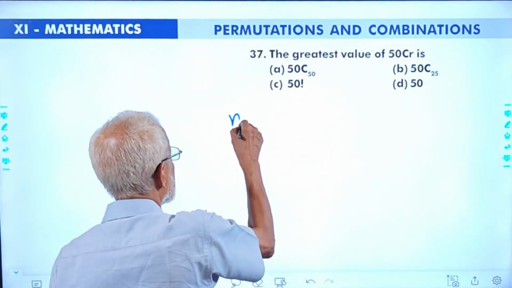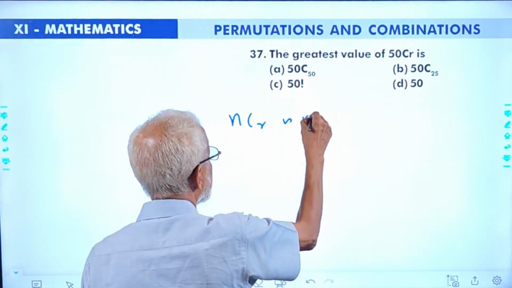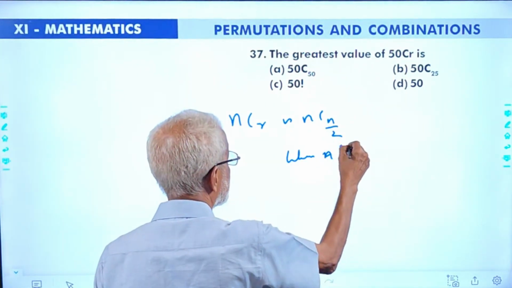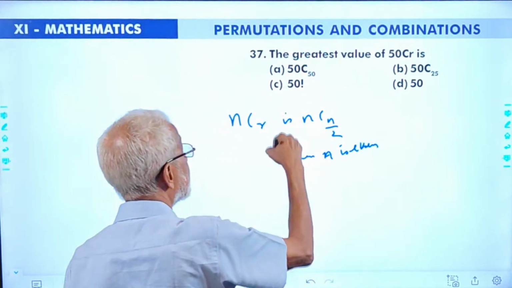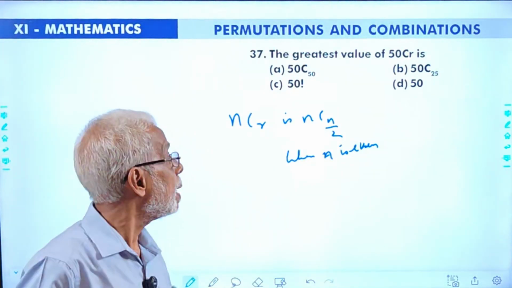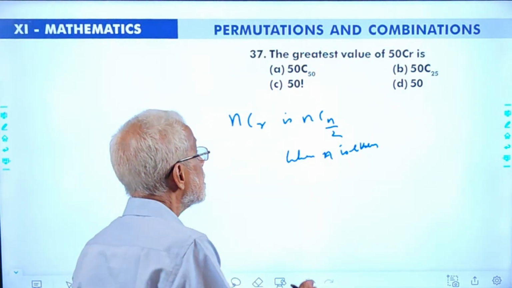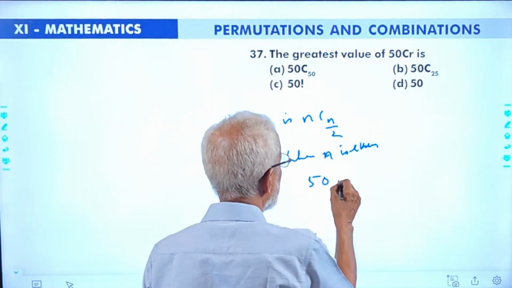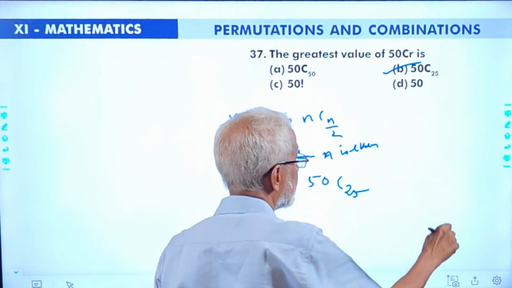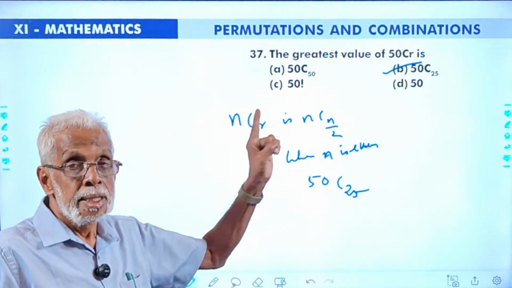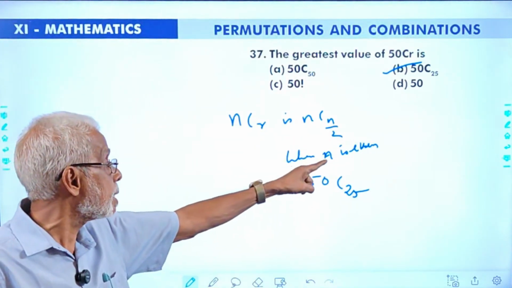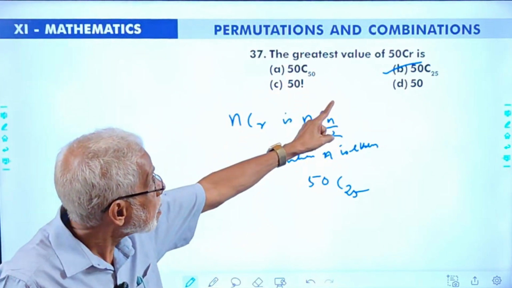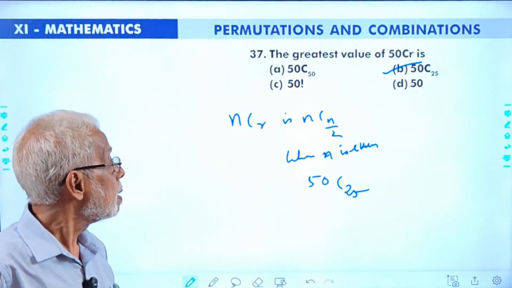You should remember the greatest value of NCR is NCN by 2 when n is even. Here n is equal to 50. Therefore, it is an even number. Therefore, the greatest value is 50C n by 2, 50C25. The correct choice is B choice. The greatest value of NCR is NCN by 2 when n is even. Here 50 is an even number. Therefore, the greatest value of 50CR is 50C25.